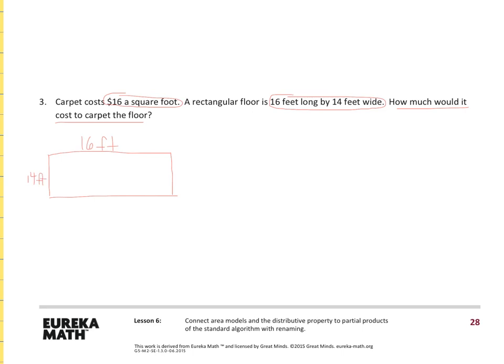Okay, and so what we need to do is carpet this floor right here. This is the area that we need to fill with carpet. So we need to figure out how many square feet is all that yellow space, and we don't know right now. We need to figure that out. It's just like an area model for multiplication. That means we have to do 16 times 14.